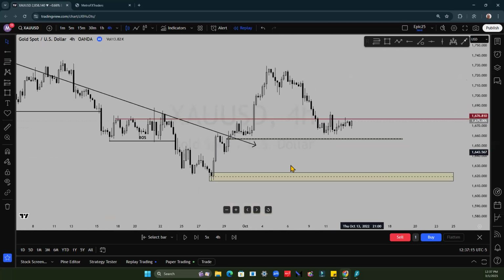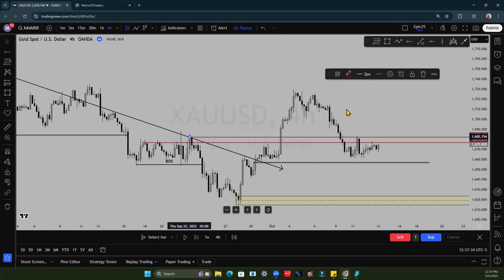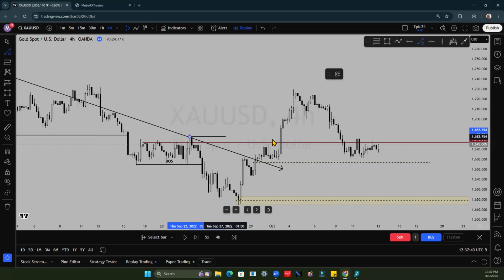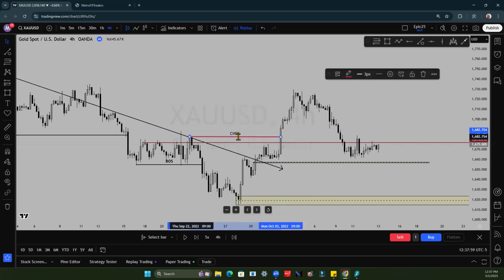Because if it fills that area and does not go back down this way and bounces off this area, you now have a change of character. Because this area right here, you could put a line here, top of this candle, and call this area a change of character, because it's changing the whole characteristic of this downtrend. So we're going to label that as change of character. All right, change of structure, sorry. Change of structure.